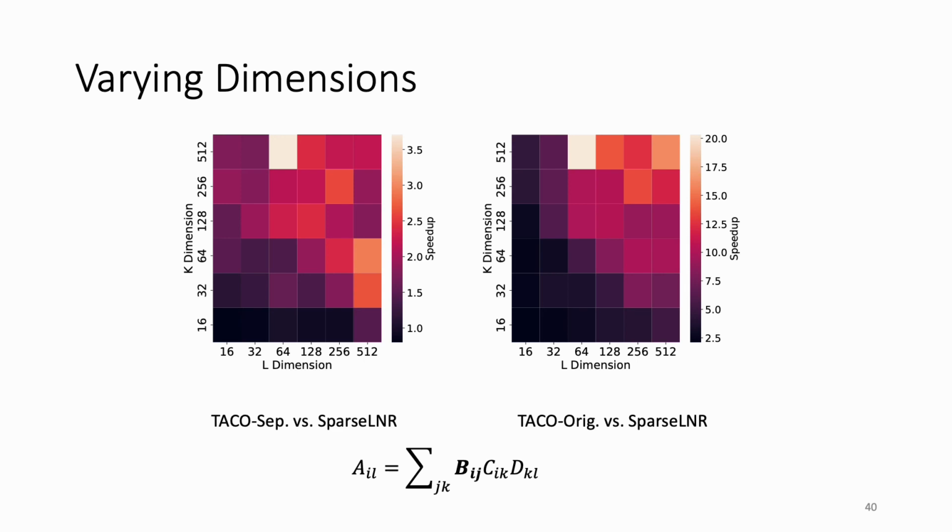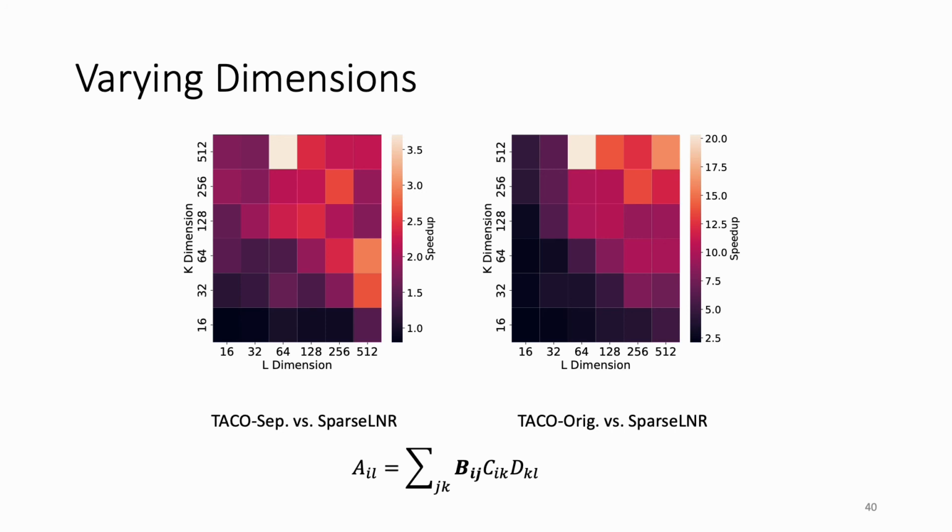Now let's see how SparseLNR behaves with varying dense dimensions in the SpMM, GEMM kernel. We change K and L inner dimensions of the benchmark to see the varying performance of SparseLNR with respect to Taco separate and Taco original. We generally see that SparseLNR performs better with increasing K and L dimensions.